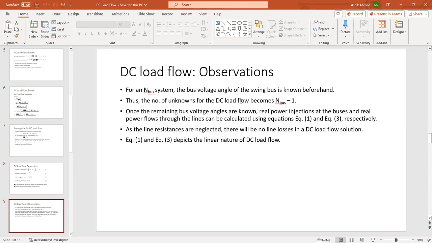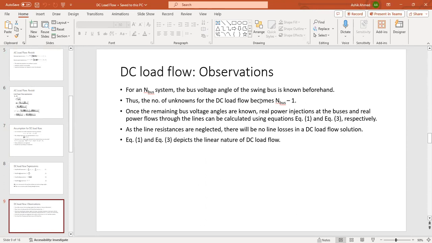the bus voltage angle of the swing bus is known. Of course, the swing bus is taken as the reference bus, and accordingly, the angle of the reference bus voltage phasor is taken as 0. And that will remain unchanged throughout our solution. The swing bus or the reference bus voltage angle will be set at 0 throughout the solution. So the number of unknowns for the DC load flow actually becomes equal to N bus minus 1.